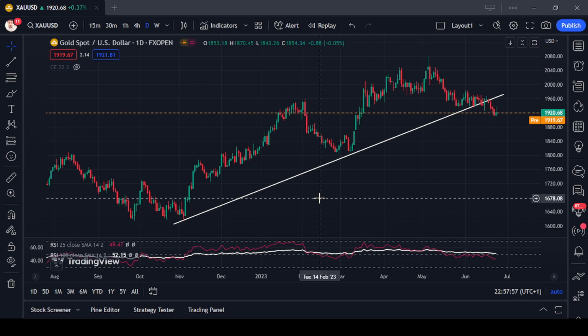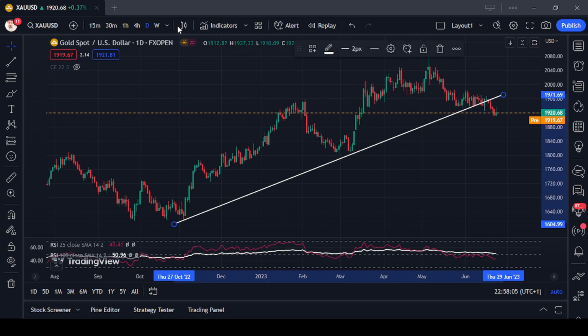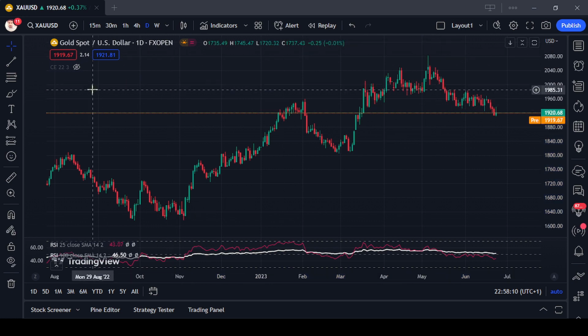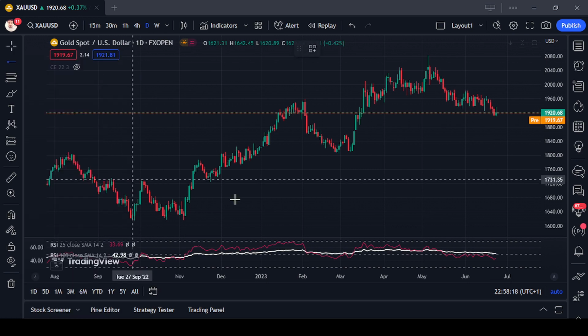So what should be the next step that we have to do? Let me remove this line. Okay, so now the next step is we will define the order blocks. We will find where our possible buying could be.